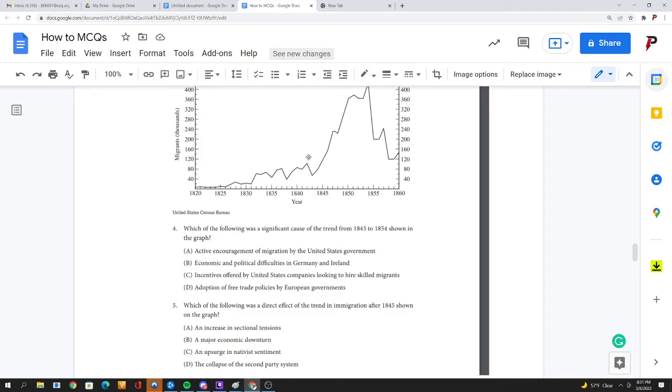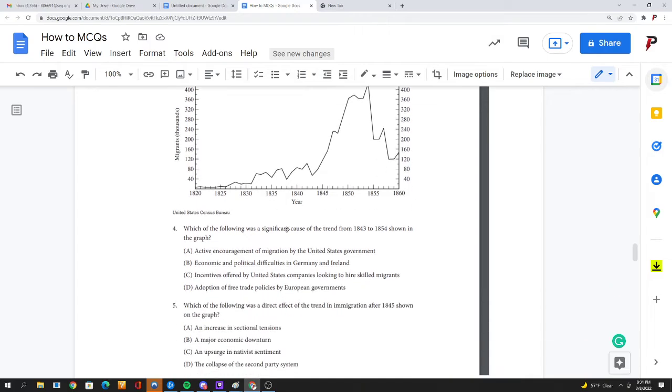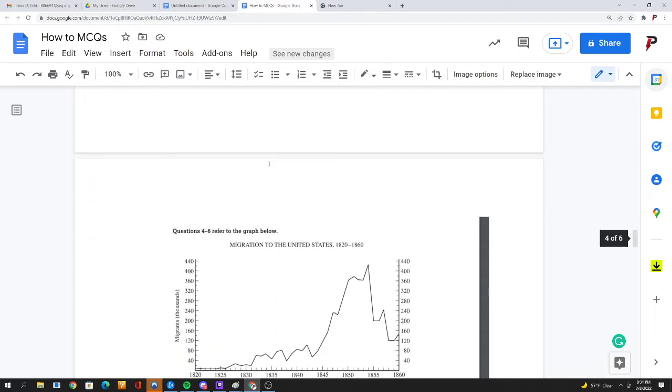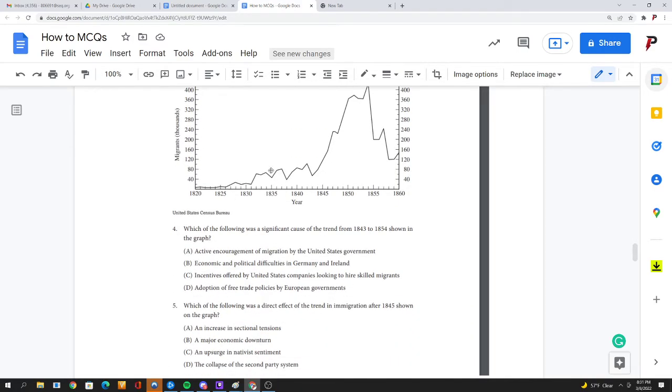Additionally, it's always good to know some outside history because, for example, for the question on migration to the United States, which asked what was a significant cause from 1843 to 1854 shown in the graph, the answer would have been economic difficulties in Germany and Ireland. It's harder for these types of questions because they're asking for more outside context. So again, the idea of know your history is very important, but the most important thing I can say is know the time, know the date, know the person.